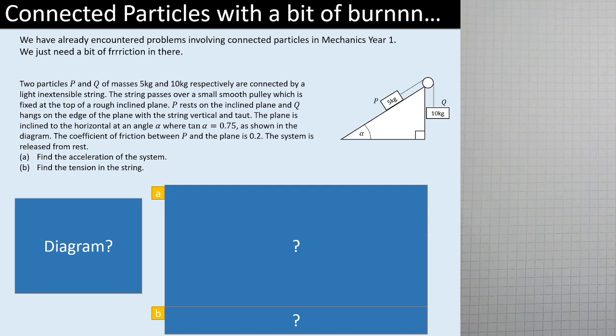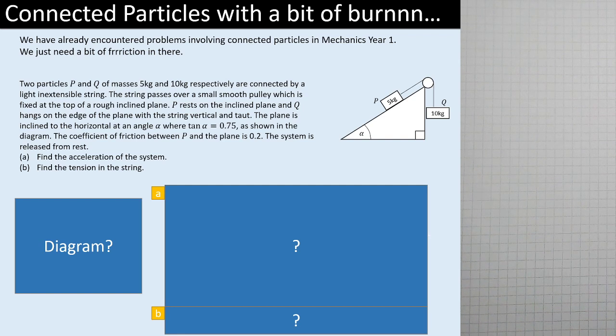Okay? And the situation that we're going to be working with is the one that is currently up on screen here. So we have two particles. Okay, they're drawn as boxes, but they're particles. So all of their mass acts at a single point. They're 5 kilograms and 10 kilograms. They're connected by light inextensible string.